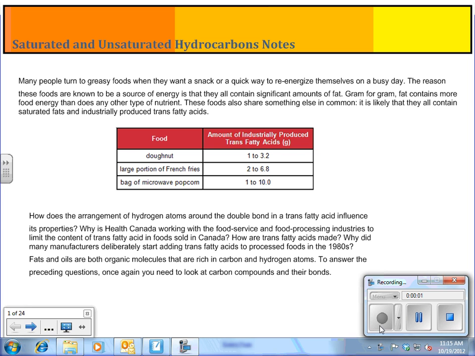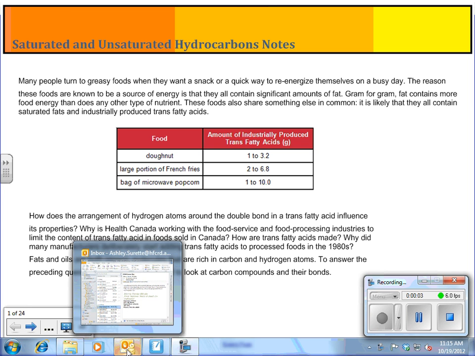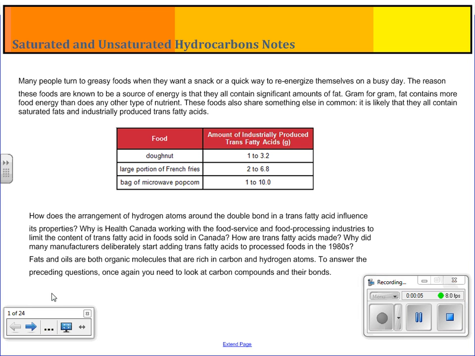Okay, so today we're going to talk about saturated and unsaturated hydrocarbons. Many people turn to greasy foods when they want a snack or a quick way to re-energize themselves on a busy day. The reason these foods are known to be a good source of energy is that they all contain a significant amount of fat. Gram for gram, fat contains more food energy than any other type of nutrient.